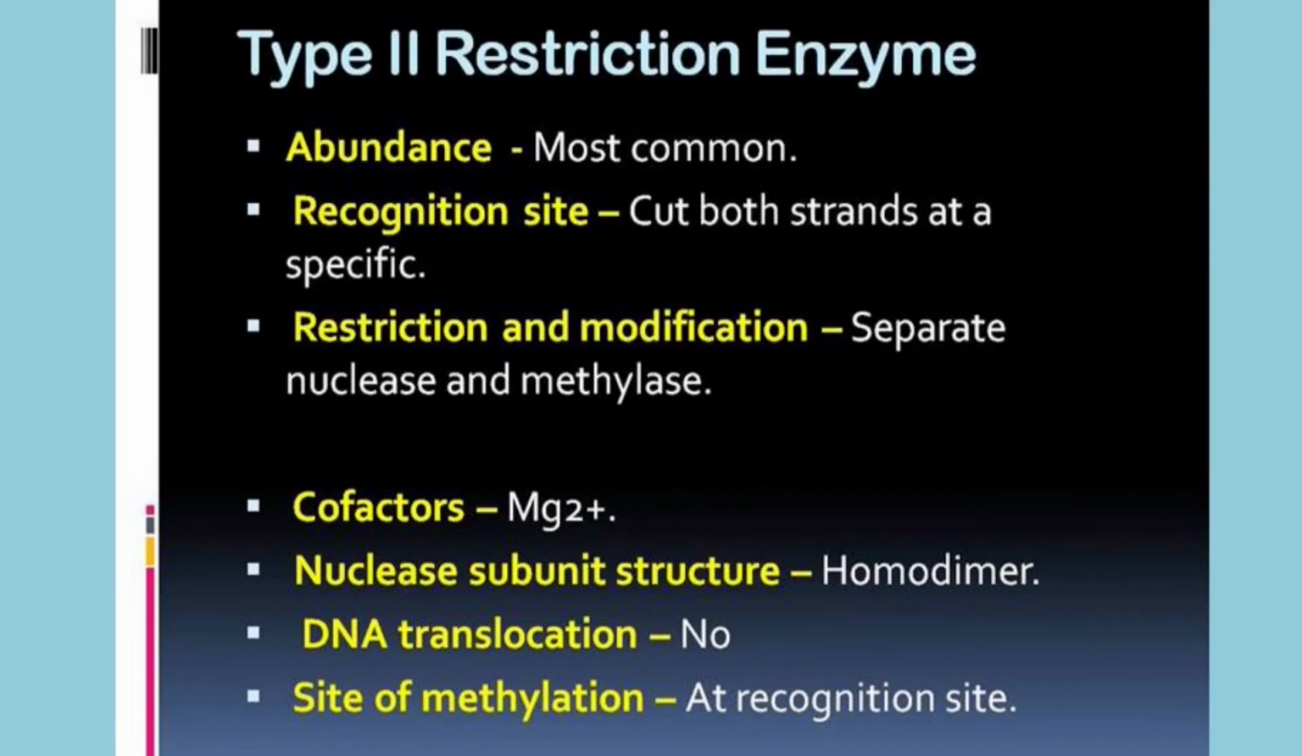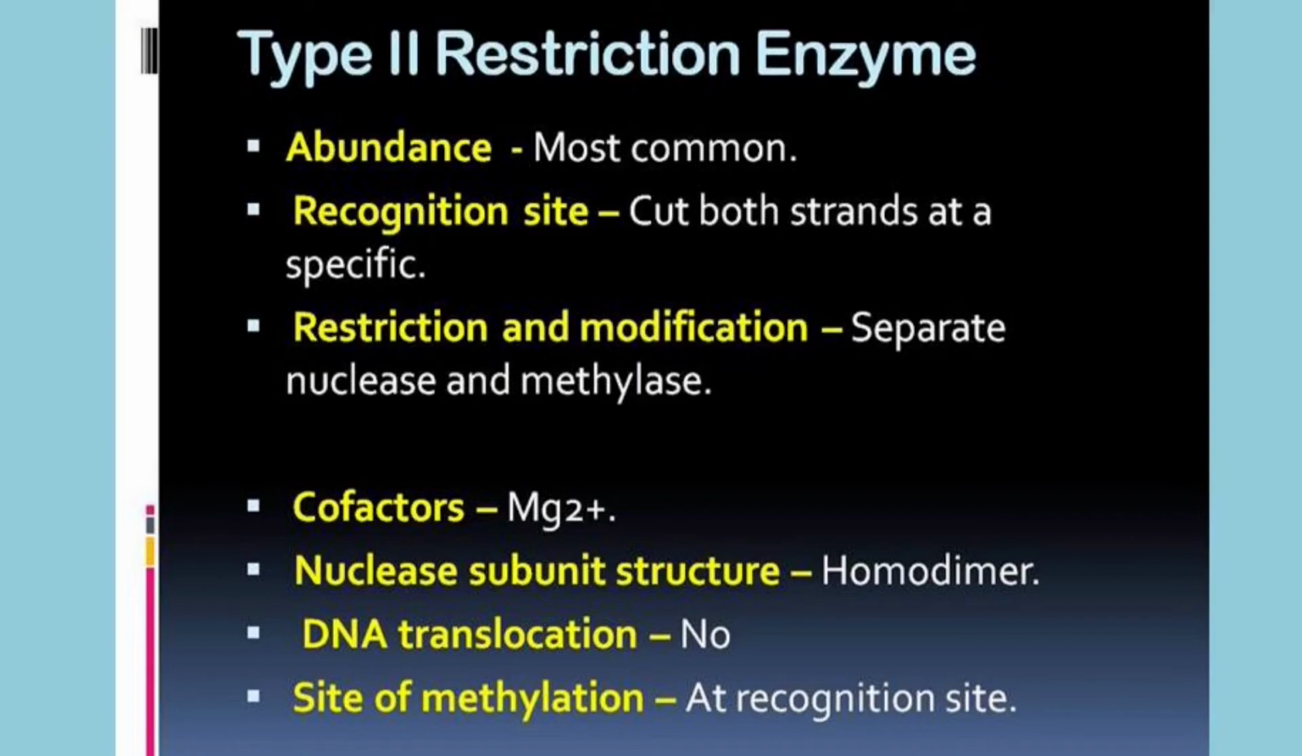The type 2 restriction enzyme is the most common in abundance. It cuts both strands at a specific location, and it has separate nuclease and methylase for restriction and modification. Its cofactor is magnesium ions. Its nuclease subunit structure is a homodimer. It does not have DNA translocation. Its site of methylation is at its recognition site.